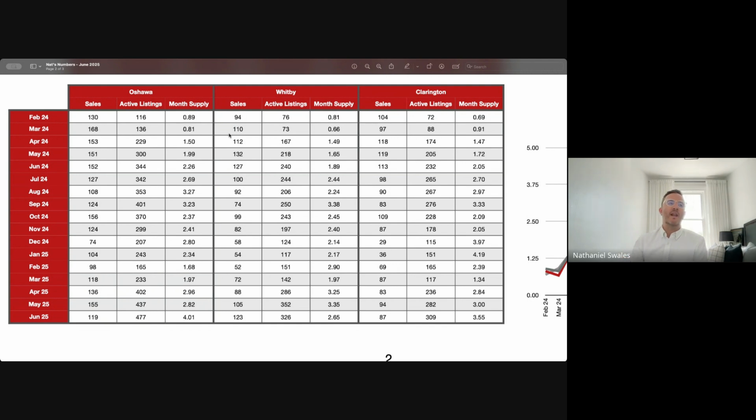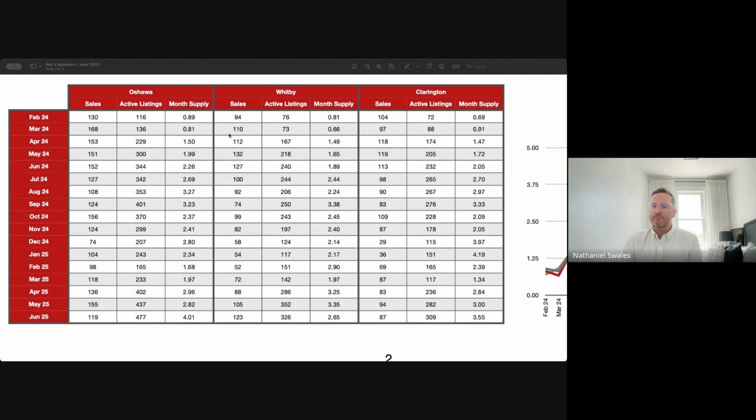And that's where things like that interest me. I will sometimes dive deeper into it and say, okay, why is it? Why is all of a sudden Whitby selling more homes than Oshawa? Is it a buyer? Is it a price point? Is it stigma about, say, it's Oshawa?